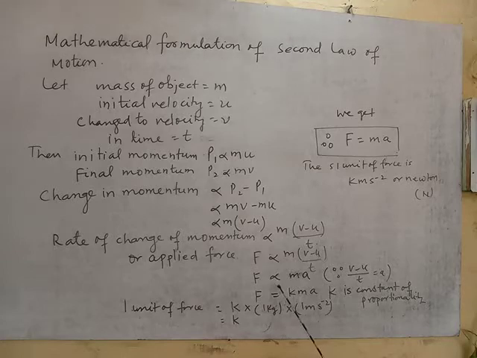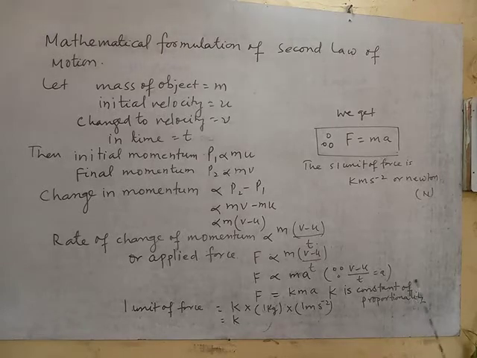Till here there is a proportional sign. Now it becomes an equal sign: F is equal to k into m into a. So what is k here? k is the constant of proportionality.